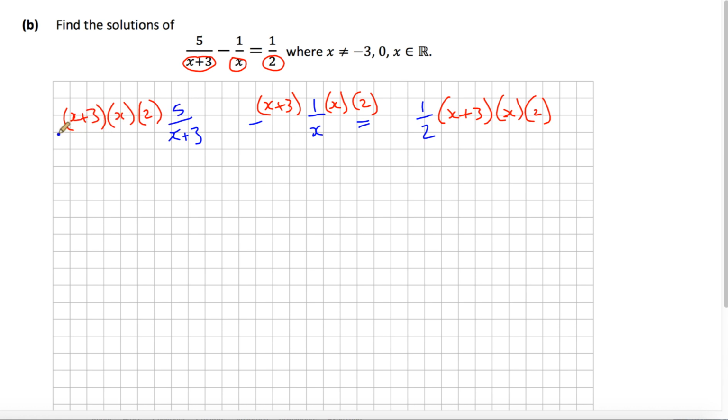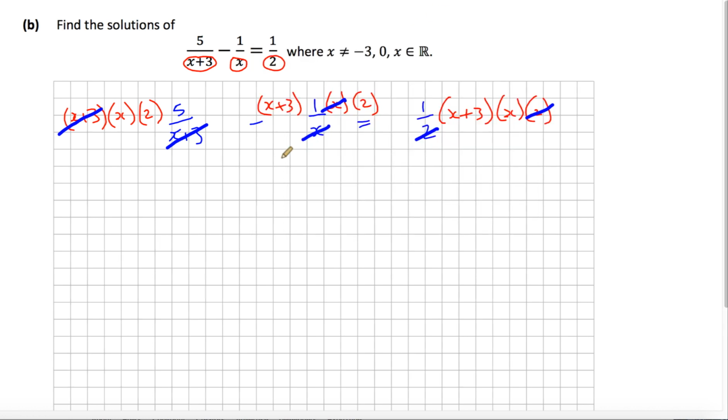So what happens here is we can cancel those two. Over here we can cancel the x with the x, and over here we can cancel the 2 with the 2. So what does that leave us with? That leaves us here with x by 2 by 5, so that's 10x, minus 2 by x is 2x.